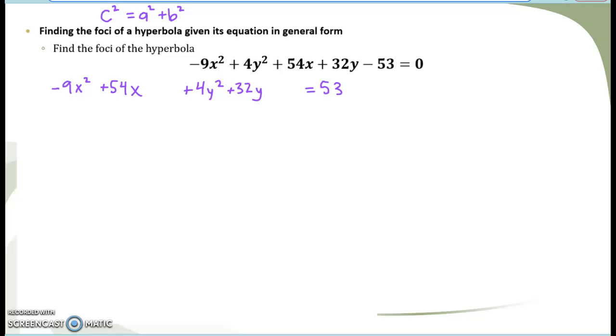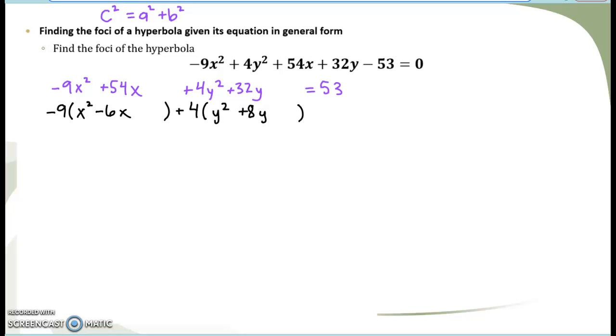Alright. Now, I am going to factor out a negative 9 because I want my x squared term to be a 1x squared. When I factor out a negative 9 from 54, I get negative 6x. And then I'm going to leave a little gap here. I want to do the same thing to this 4y squared. I want to factor out a 4, so I get a 1y squared. Then I'll get 1y squared plus 8y.